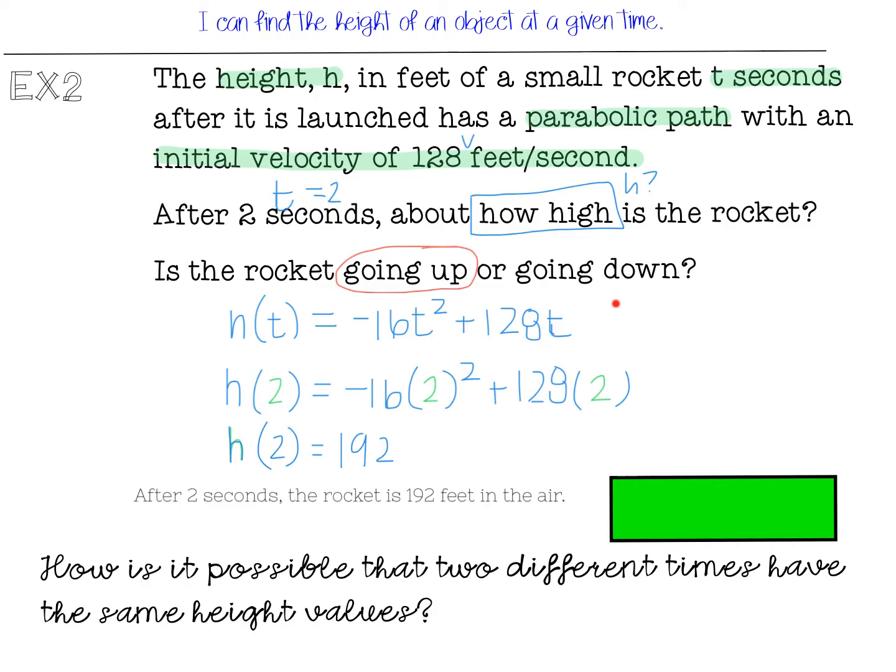Now there is no initial height, and there's no initial height because this rocket is starting on the ground. So how high in the air is it when it starts on the ground? It'd be like plus 0, but I don't need that.